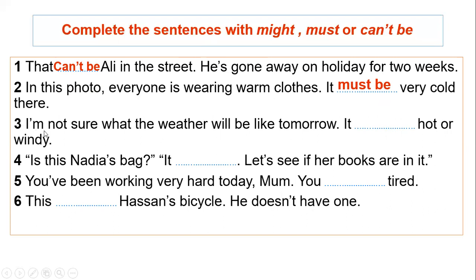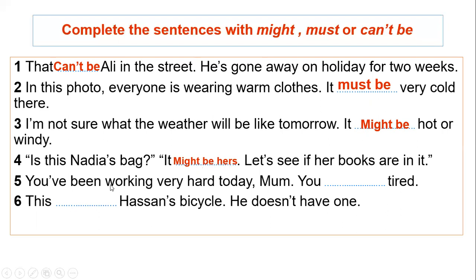Number 3, I'm not sure what the weather will be like tomorrow. I'm not sure. When you are not sure about something, you have to use might be. Okay. Is this Nadia's bag? They are not sure. It's something. Let's see if her books are in it. Here, they are not sure. So the answer is it might be, or it might be hers.